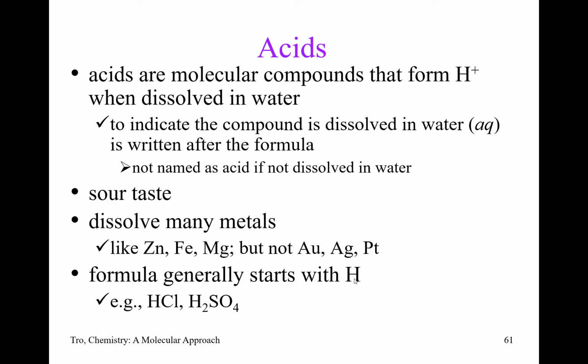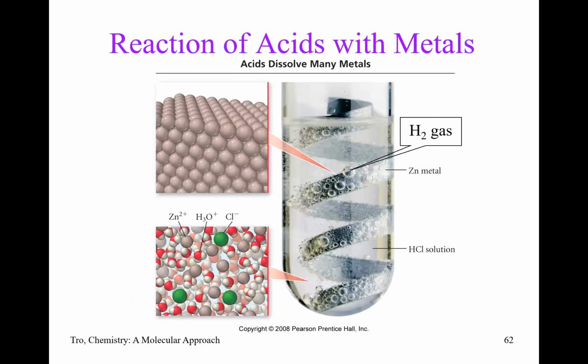All right, then for us, it's always going to start with an H. So whenever you see a formula that starts off with an H, that should ring in your head that it's an acid. And this is one of these typical experiments where they take a little bit of zinc, and in Chem 162, you do the math on why this happens. And the more reactive the metal is, the more bubbling that you'll see, and the bubbling is H2 gas.